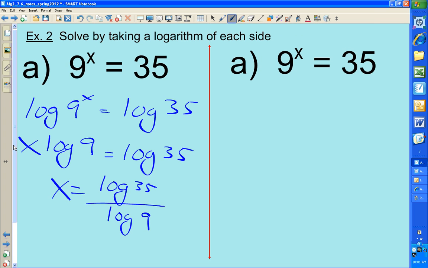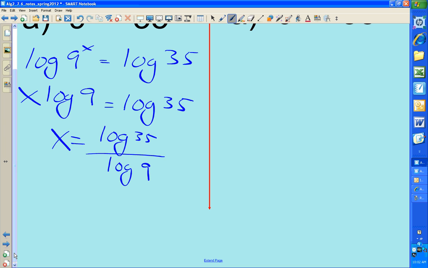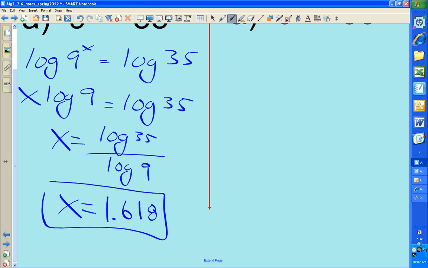Look at the original problem. 9 to the x is 35. What should your answer be between for x? 1 and 2. 9 to the first is 9. 9 to the second is 81, and 35 is somewhere between 9 and 81. So on your calculator, common log of 35 divided by common log of 9 should give you 1.618, according to one member of the studio audience.